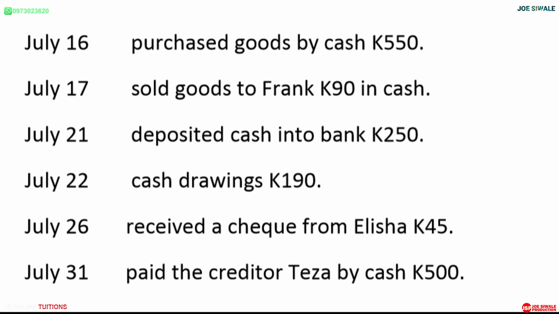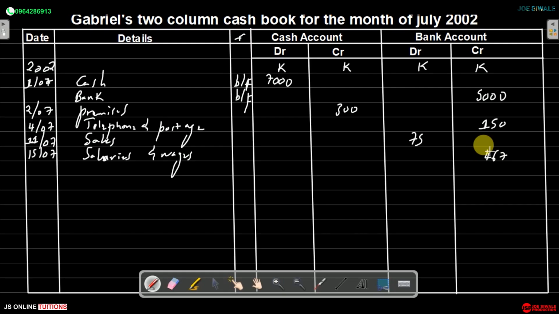Then on the 16th of July, purchased goods by cash amounting to 550. So this type of transaction is taking money out of the business. That means that we're going to credit the cash account. So we have 16th of July and we're going to say purchases. And we're going to credit our purchases in the cash account with 550.